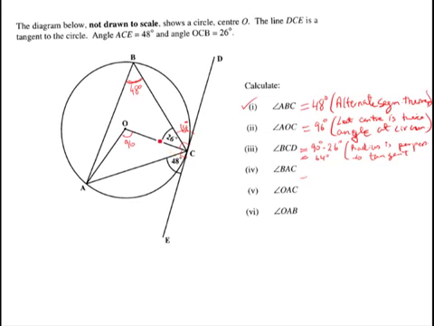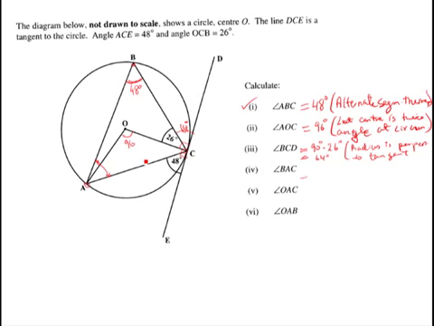Next one, angle BAC. So we look for this angle right here, from point B to point A to point C. So we move from B to A to C, looking at this complete angle here. What is that going to be equal to?